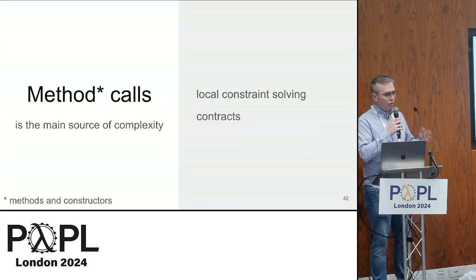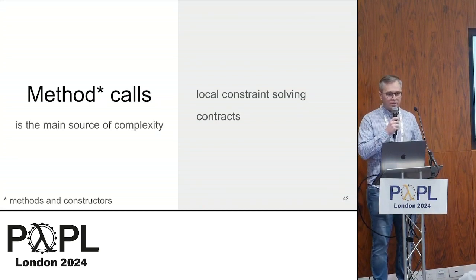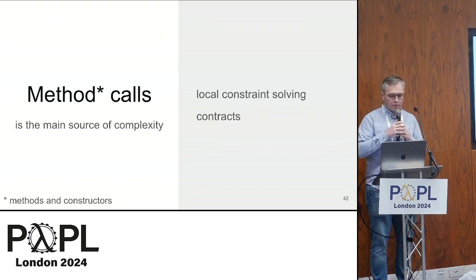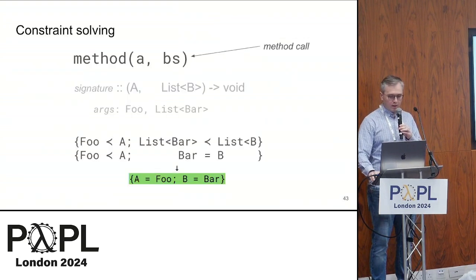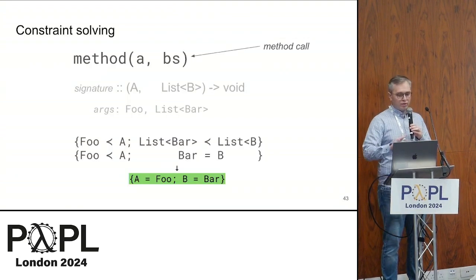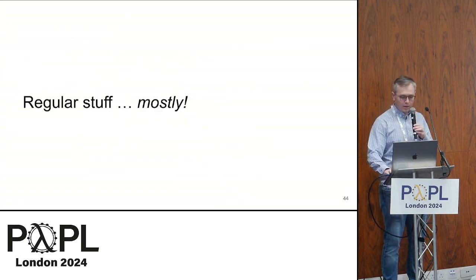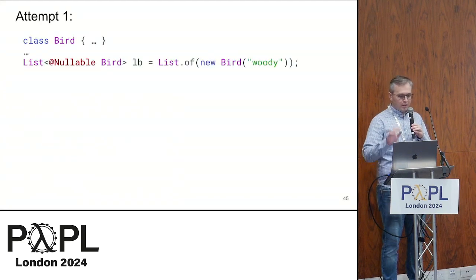Now, when you go from this simple nullness to generic nullness, method calls become much more complicated. So in here, I would like to talk about the constraint solving and contracts. When it comes to constraint solving, that's your usual stuff. You have a generic method, you have your arguments, you generate constraints, you simplify them, and then you have a solution, and you instantiate your inference variables. So that's your regular stuff, nothing interesting here so far.